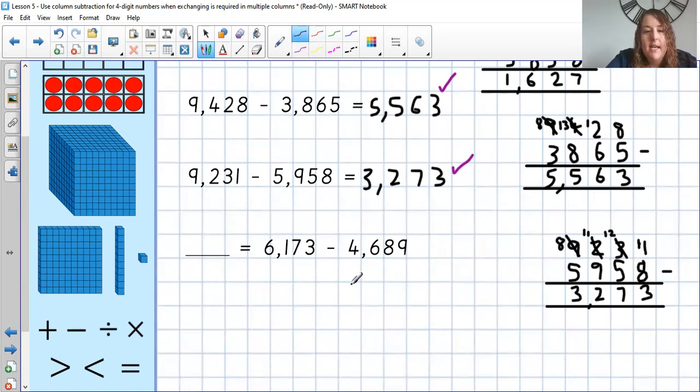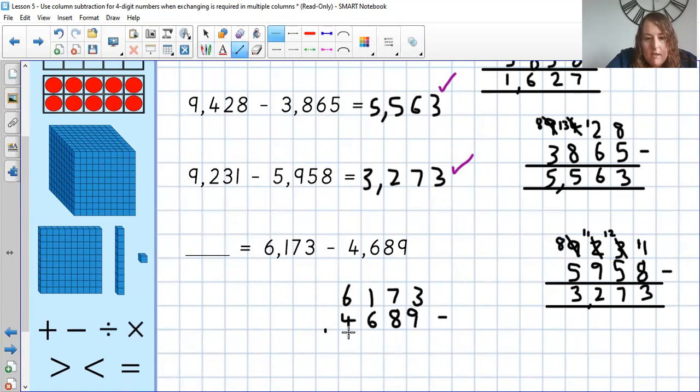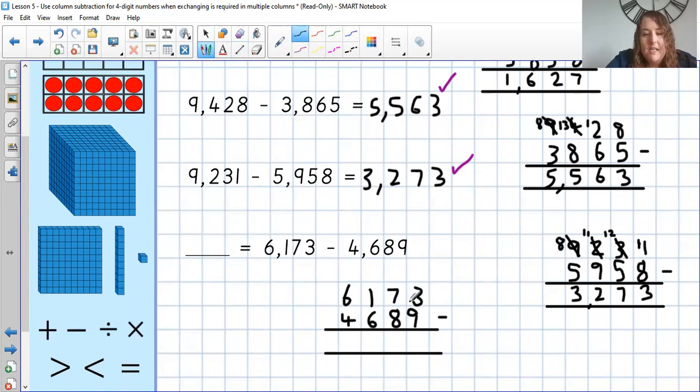Okay, last one. Something is equal to 6,173. Take away 4,689. Ruler lines for my equals, and then we start in our ones column. Okay, 3 take away 9, can't do, so I exchange. I cross out my 7 and leave a 6, and then I pop my 1, so it's now 13 ones. So 13 take away 9 is 4.